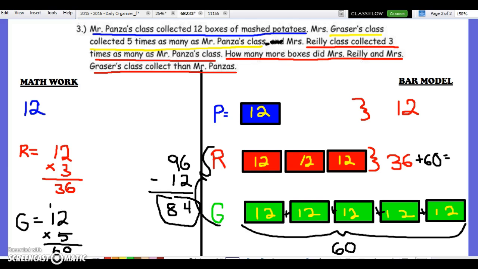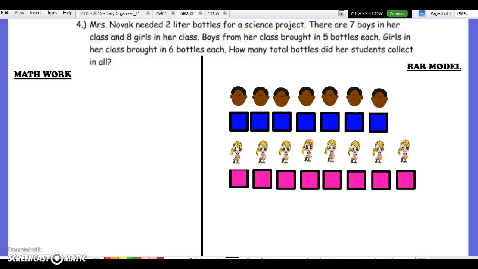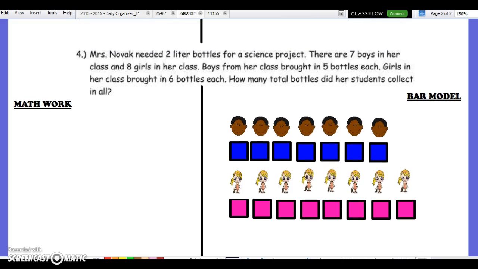Going down to question number 4, I've set up my bar model a little bit differently to represent the total number of boys in Mrs. Novak's class and the total number of girls. Mrs. Novak needed 2-liter bottles for a science project. There are 7 boys, which are represented not only in the bar models, but also in my picture representations, as well as 8 girls in her class. So I have a picture of 8 girls and 8 bars representing each girl.